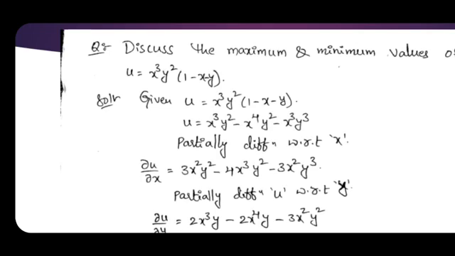First we have to solve this. We take the given function, u is equal to x cubed y squared of (1 minus x minus y). Multiplying, x cubed y squared into 1 is x cubed y squared, minus x into x cubed gives x to the power 4 y squared, minus y squared into y gives y cubed. So the function u is equal to x cubed y squared minus x to the power 4 y squared minus x cubed y cubed. First we discuss the total problem once.